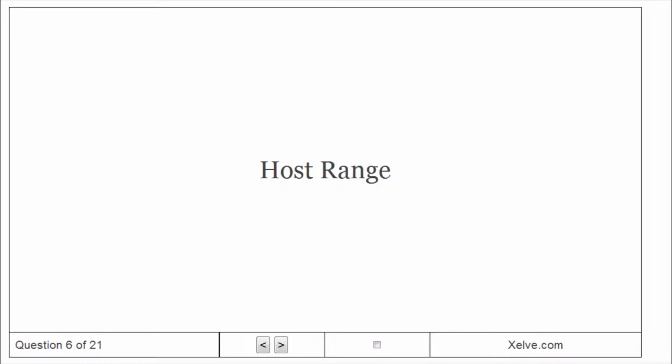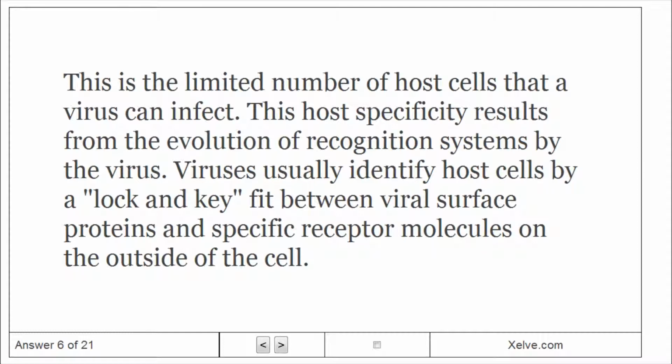Host range. This is the limited number of host cells that a virus can infect. This host specificity results from the evolution of recognition systems by the virus. Viruses usually identify host cells by a lock and key fit between viral surface proteins and specific receptor molecules on the outside of the cell.